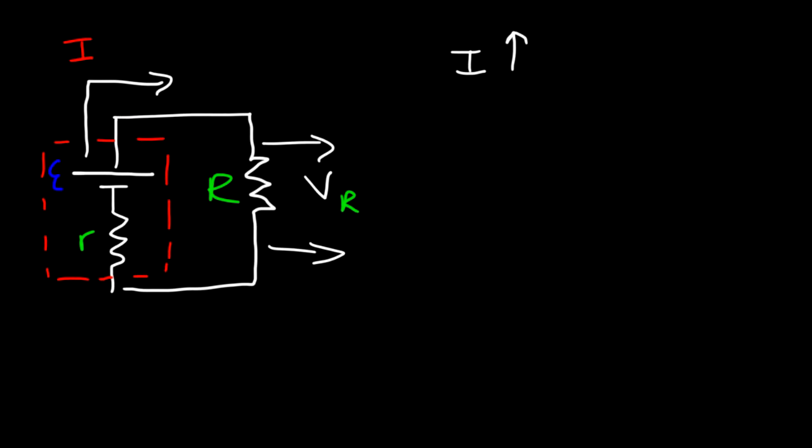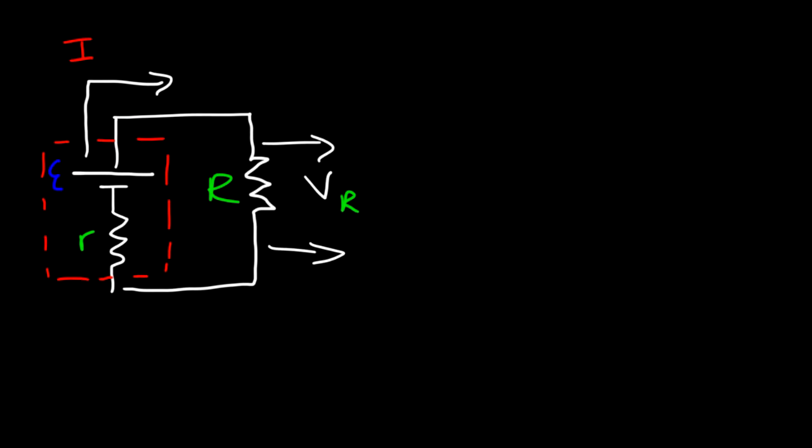As the current increases, the terminal voltage will decrease. It kind of seems counterintuitive because V equals IR, you would think that if the current increases, the voltage will increase. But it turns out that the more current that you draw away from the battery, the greater the voltage drop. The terminal voltage will be less. And we'll do some calculations to show that.